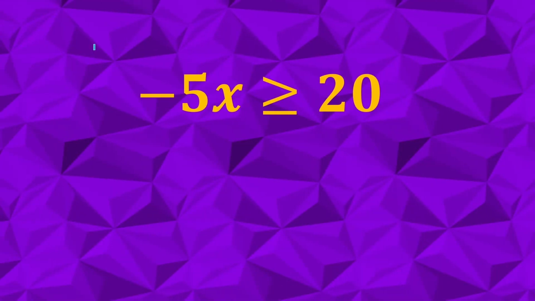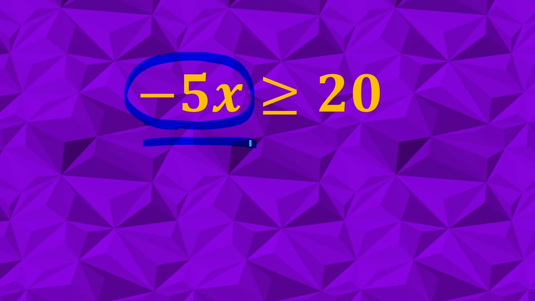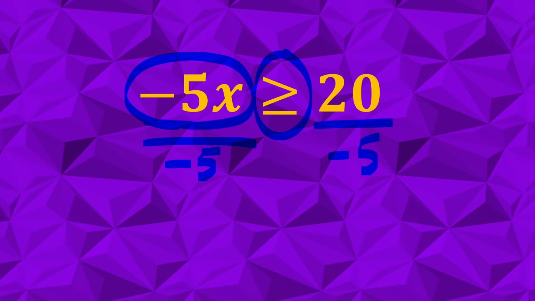Now, in case where you have a negative on one side, if you divide by a negative, you will have to switch the sign of the inequality. So you will have x on the left side. On the right side, you have 20 over negative 5, which is minus 4. But the sign of the inequality will change to this: x is less than or equal to minus 4.